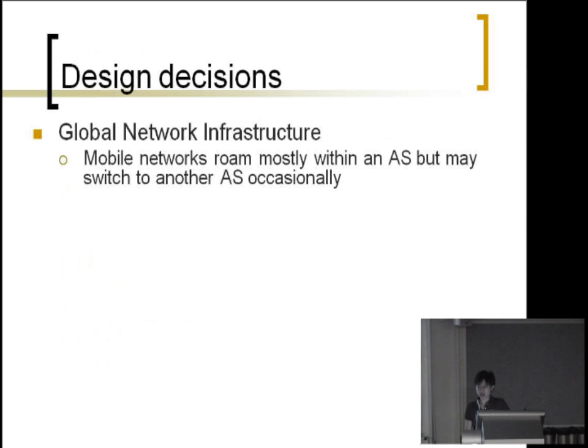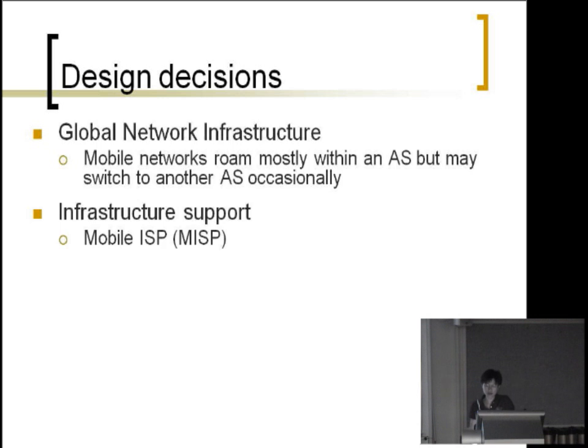So we make several design decisions to address these challenges. First of all, we assume a global network infrastructure, meaning that a lot of times the mobile networks just roam within a single AS. We really want to make the common case work well. And occasionally, the network can roam across networks, across prefixes, across ISPs. So we assume there's some kind of infrastructure support. Some ISPs will offer this mobility support. It doesn't require every ISP to offer this service, so it's incrementally deployable. Those ISPs that offer such mobility support are called mobile ISPs.